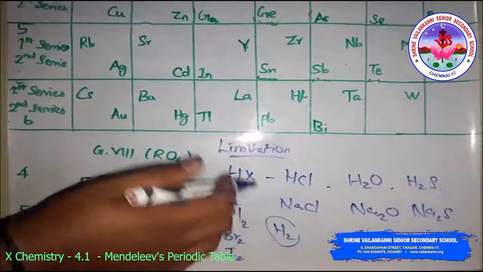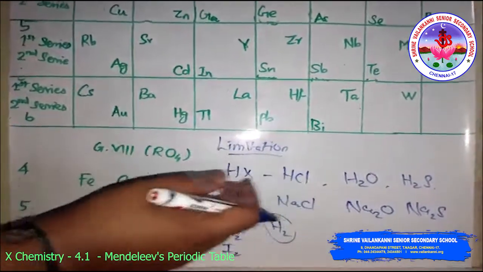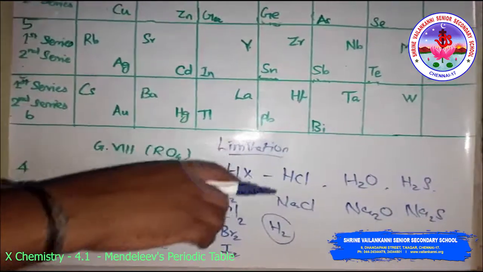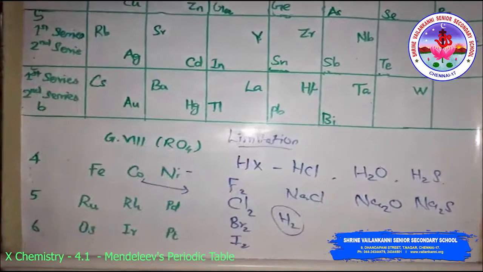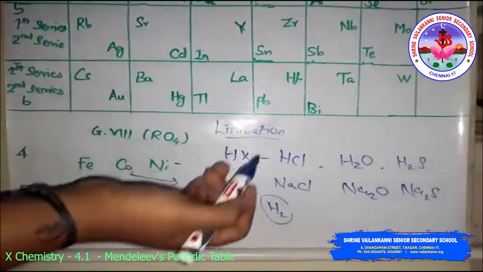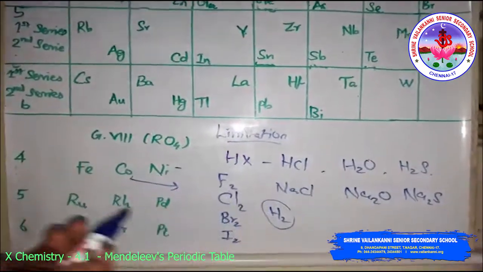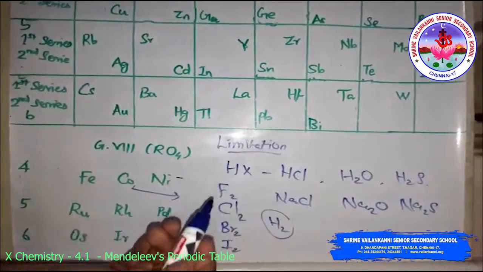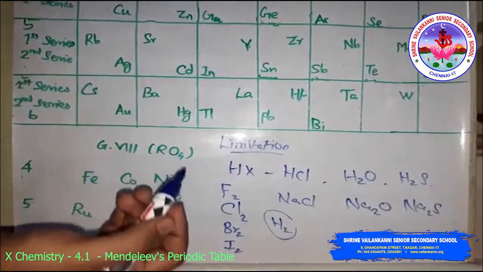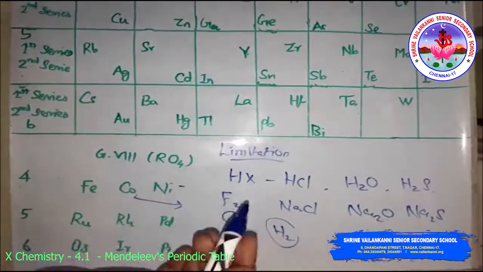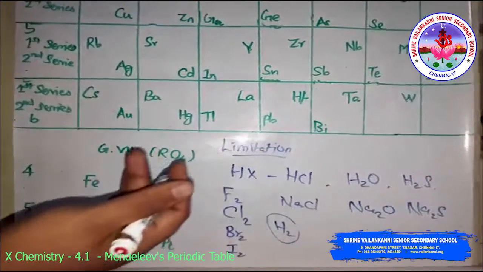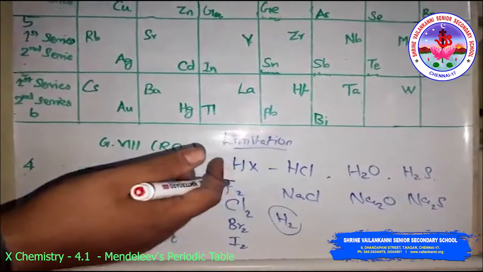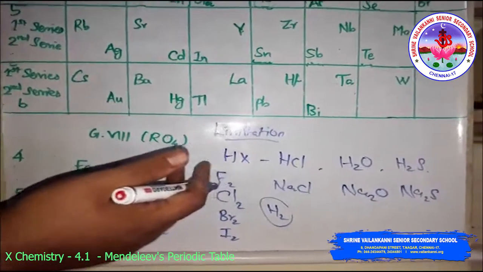Then the isotopes. The isotopes were discovered long after Mendeleev had proposed his periodic classification of elements. Let us recall that isotopes of an element have similar chemical properties but different atomic masses. The same atomic number but different mass number is called isotopes, for example hydrogen 1, hydrogen 2, hydrogen 3. The isotopes of all elements posed a challenge to Mendeleev's periodic law.